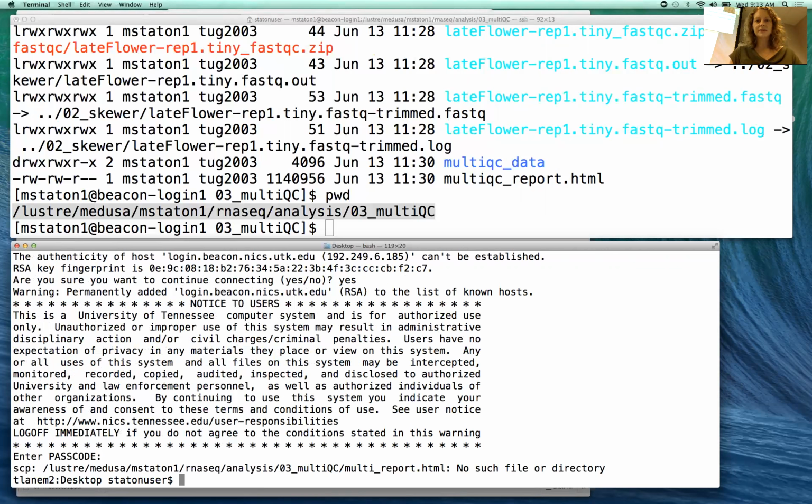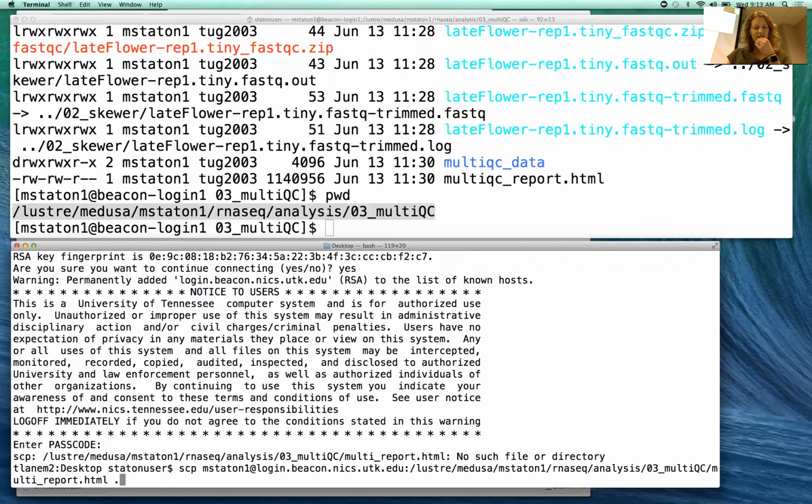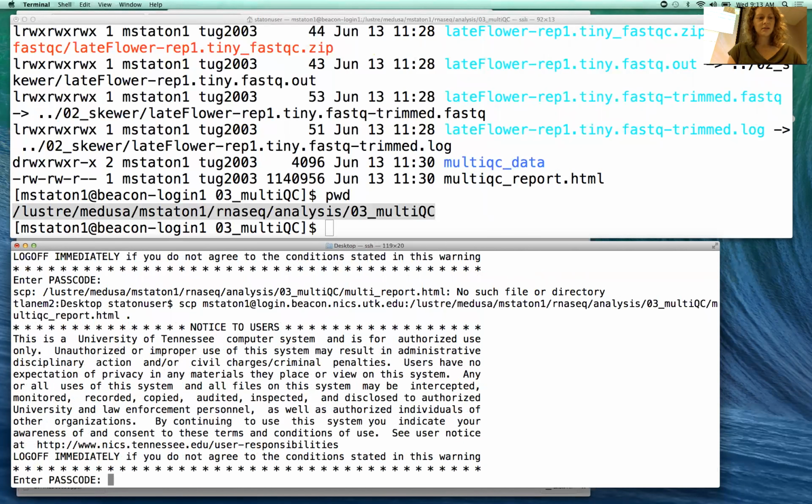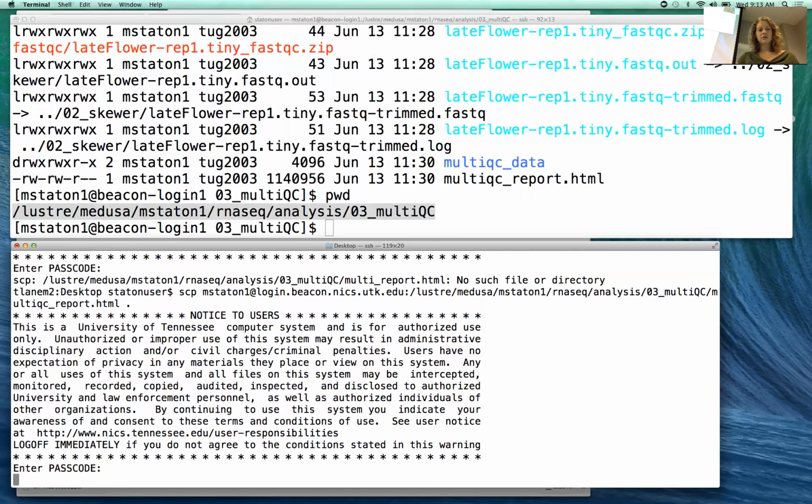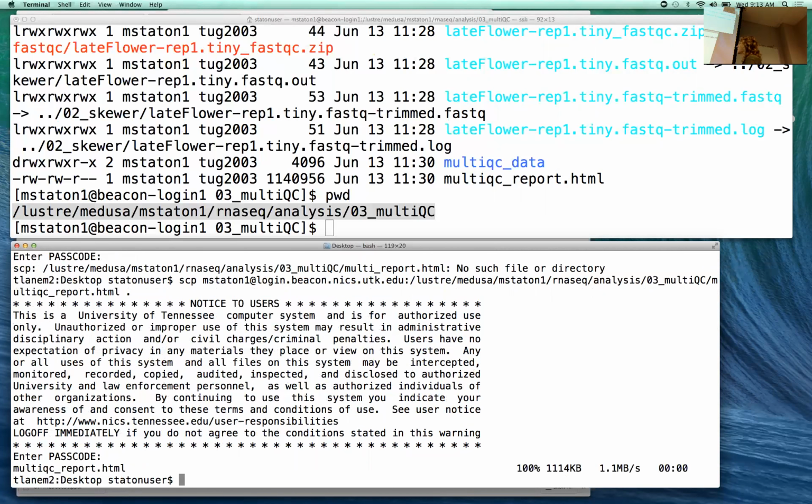Oh, no such file or directory. What did I type incorrectly? MultiQC. Okay, so I forgot the Q and the C. You guys are supposed to be helping me out when you see me mistype things. Okay, so you know it works when you get this little 100%, tells you how much it copied, the speed at which it copied. So it's a very small file, so it should copy super fast.